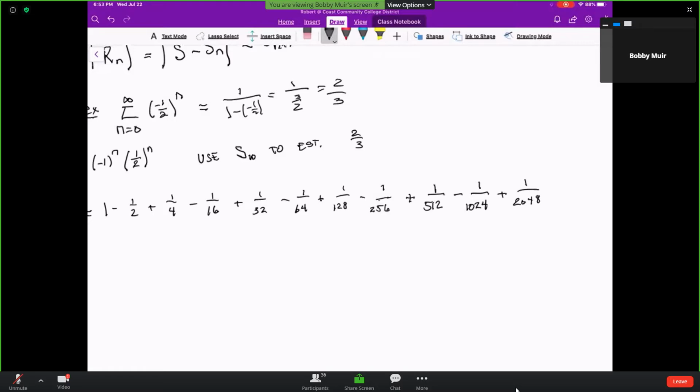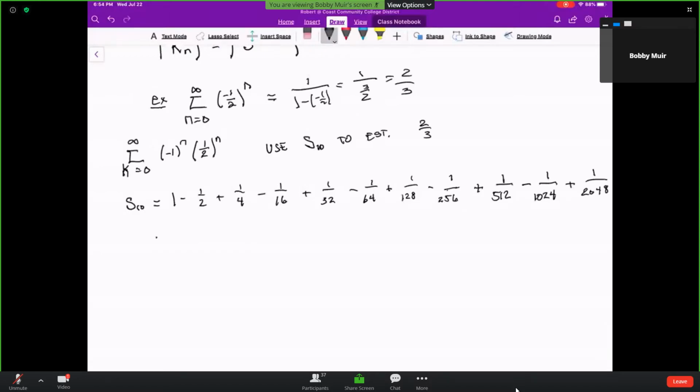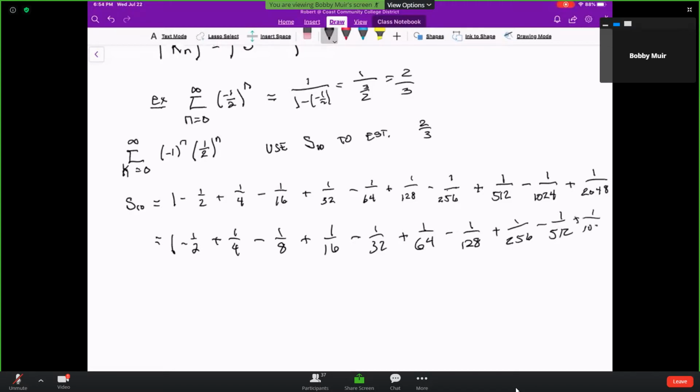All right, so I'm going to have 1 minus 1/2 plus 1 over 4 minus 1 over, I missed an 8th. 1 minus a half plus a fourth minus an 8th plus a 16th minus a 32nd plus a 64th minus the 128th plus the 256th minus the 512th plus the 1024th. 0, 1, 2, 3, 4, 5, 6, 7, 8, 9, 10.